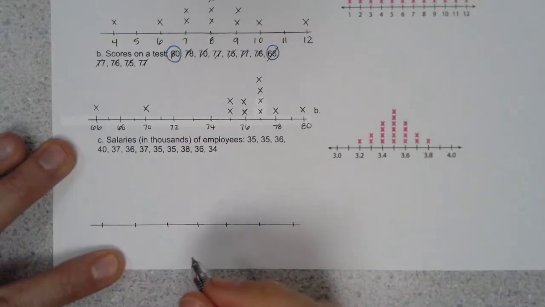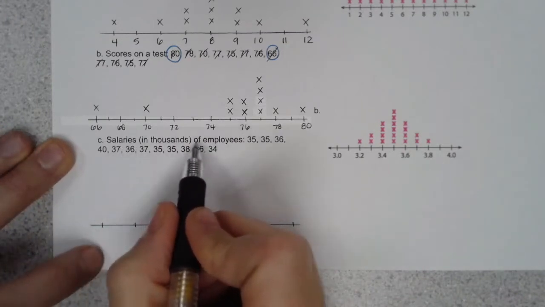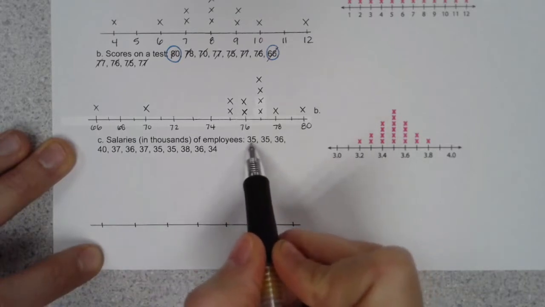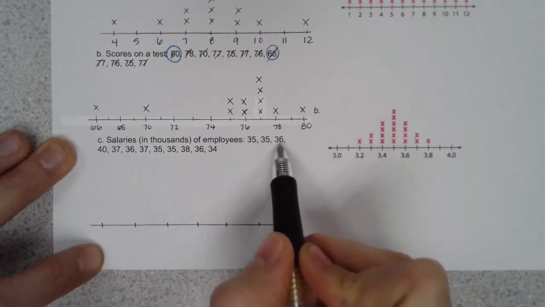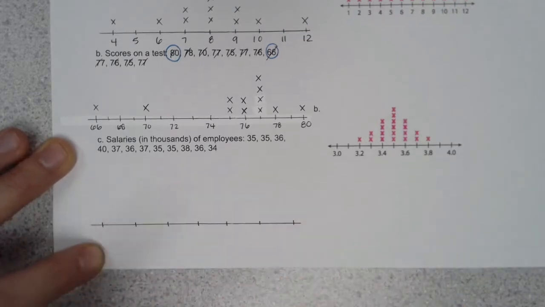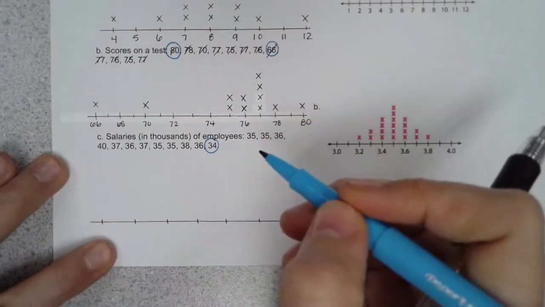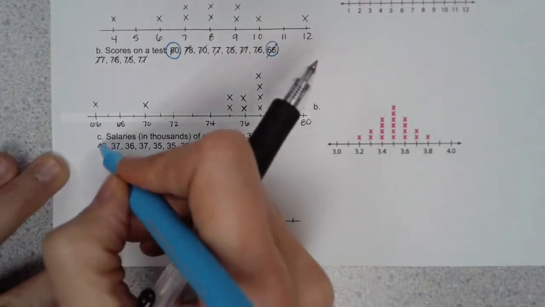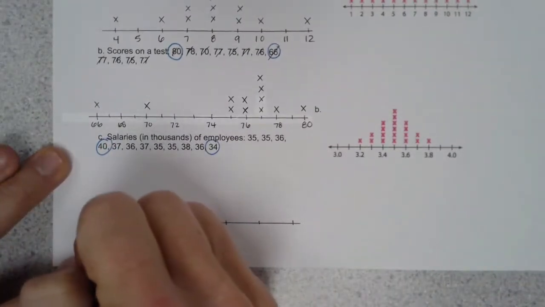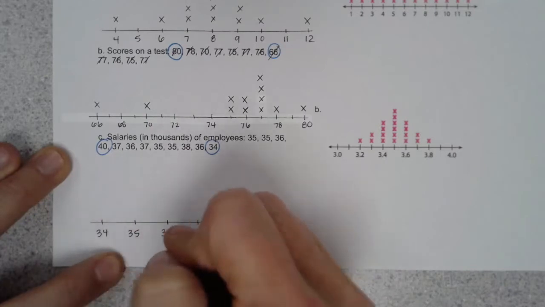In the last example here for the line plot, these represent the salaries in thousands of different employees. So just think about it. 35 doesn't mean 35, it means 35,000. 36 doesn't mean 36, it means 36,000. We're just going to put the numbers down here. So let's see, following in our pattern, the smallest number in our list is 34,000, and then the largest number in our list is 40,000. It says it's being counted in thousands though, so when I label it down here, it's okay just to label them as the regular numbers, the way they show up in the list.